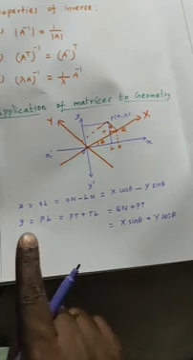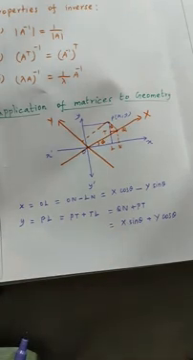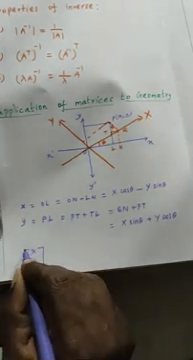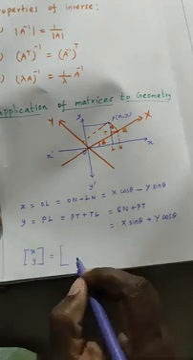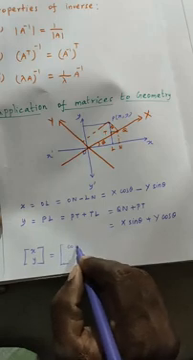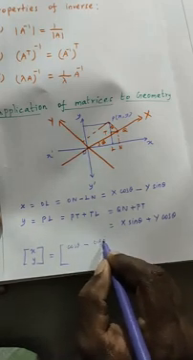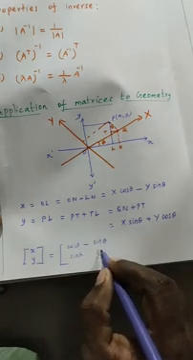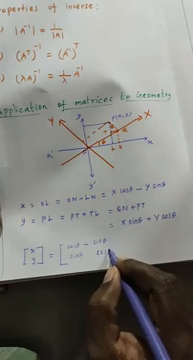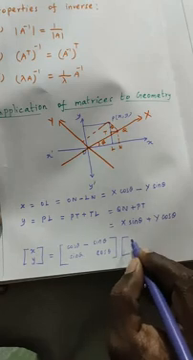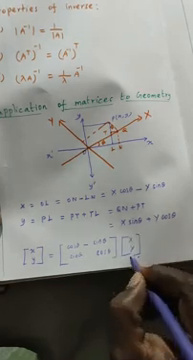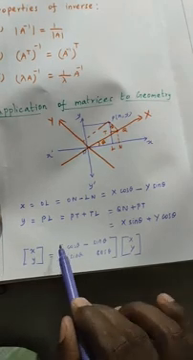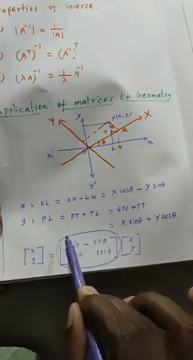Then writing this equation in matrix form, we have x, y is equal to the matrix cos theta, minus sin theta, sin theta and cos theta, into capital X, Y. Then this matrix is considered as W.